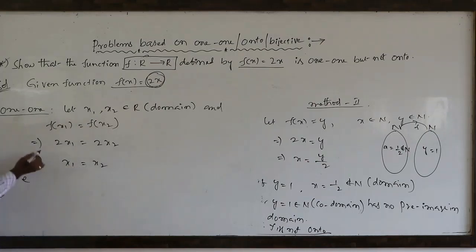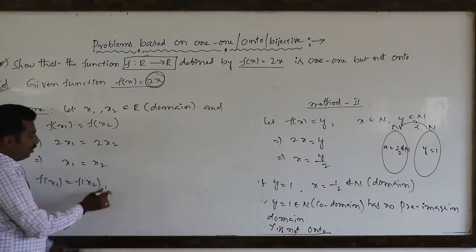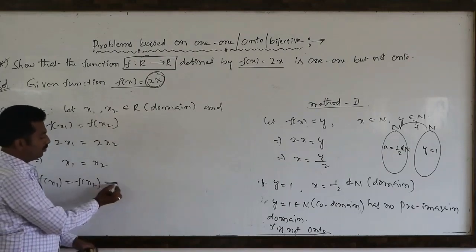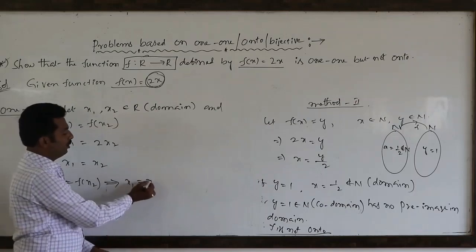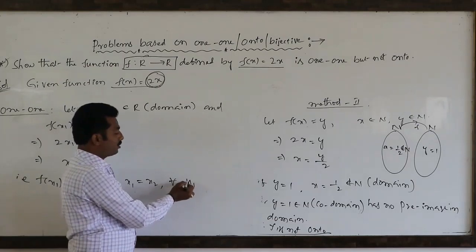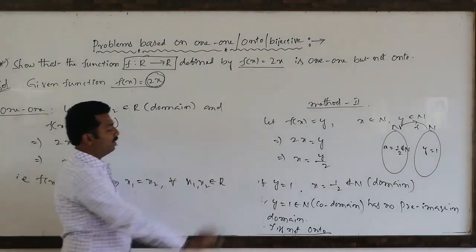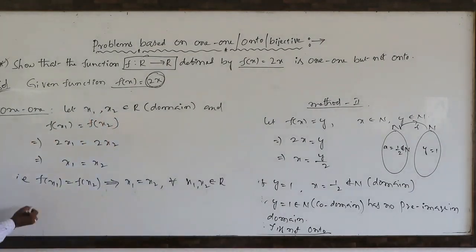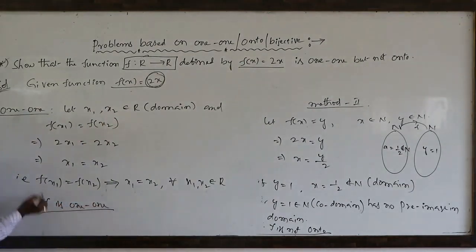That is what we verify. Our assumption is f of x1 equal to f of x2. So what we proved? We proved x1 equal to x2. This is true for every x1 comma x2 belonging to domain, real numbers. Therefore, f is 1 1 function.